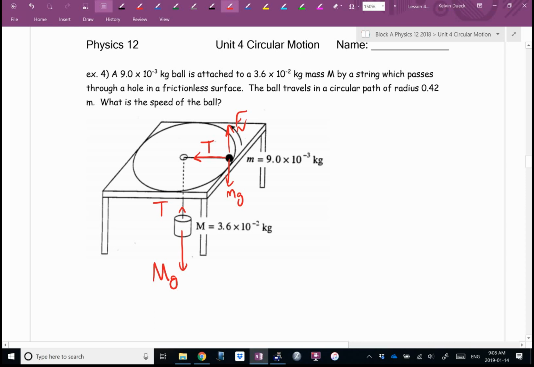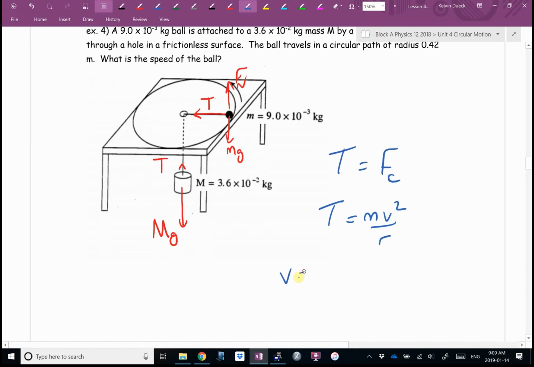So, Dylan, what does this question want me to find? Well, tension is what's pulling the small ball in a circle. What's this question asking me to find? Tension equals little m v squared over r. I guess v is going to be the square root of tension times R divided by m.